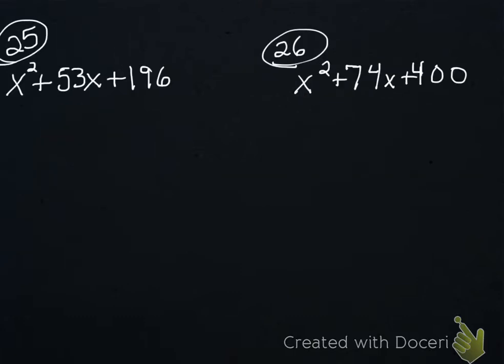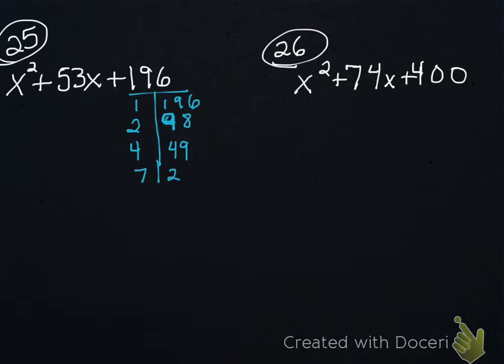Number 25. What is the constant? 196. Let's do the factors for 196. 1 and 196 are always first. It's an even number, so 2. 2 times 98. Now let's do 3. 3 doesn't work. So let's do 4. That's 4 times 49.